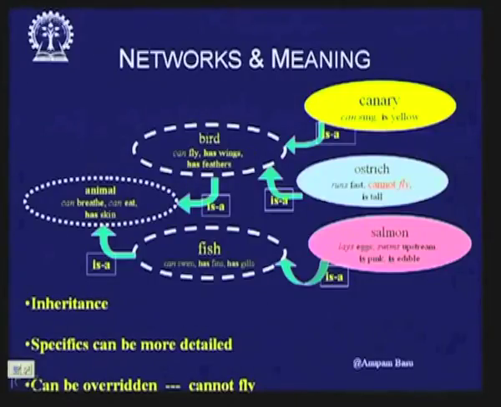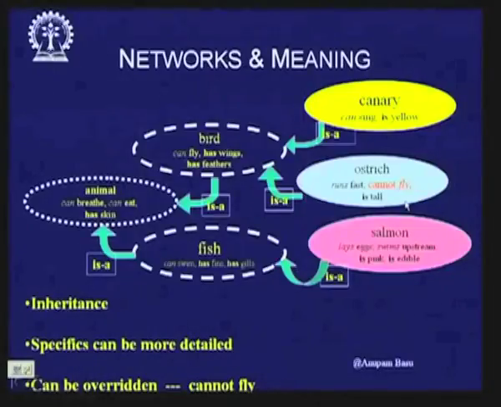Specifics can be more detailed. Think of a human species, we inherit many of the genetic characteristics from our parents. That is exactly what is happening here, the parent-child relationship. In general, the child inherits some of the properties of the parents, and the child can have their own properties which were not exhibited in the parents. Similarly, here specifics can be more detailed, and something that is inherited from the parent can be overwritten.